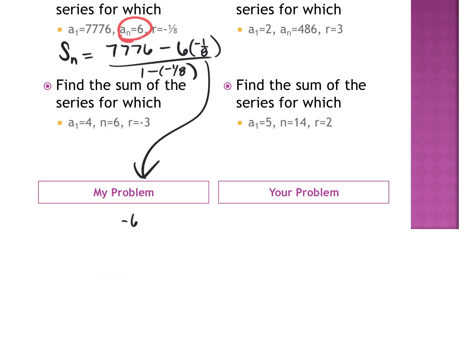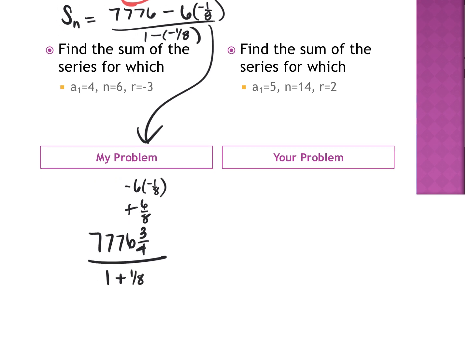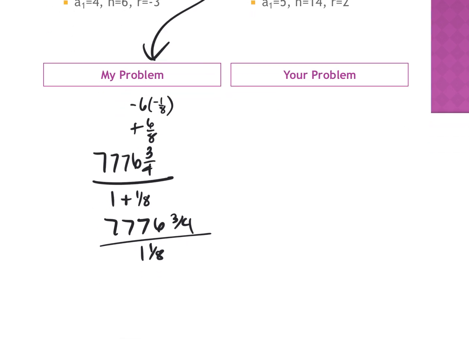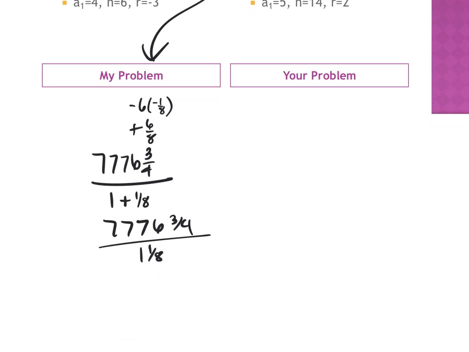-6 times -1/8 is positive 6/8, which is 3/4. So 7,776 plus 3/4 is 7,776 and 3/4, divided by 1 minus -1/8. So that's 7,776 and 3/4 over 1 and 1/8. Now we need mixed numbers to do these, unless we're using a calculator. And I even have to get a calculator to get this mixed number.